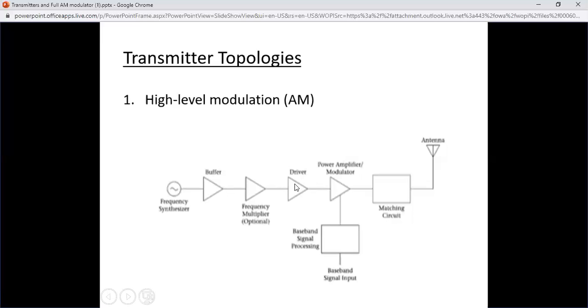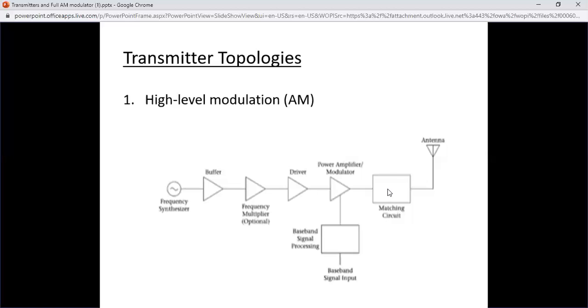Moving on to the driver. The driver contains nonlinear elements such as transistors and transfers all the power present in the previous block to the next block, and it might also add additional power. And the last block, which is the matching circuit, has two types that I will be talking about later. It matches between the antenna and the power amplifier. It also contains passive or linear components and does not cause distortion or produce harmonics.